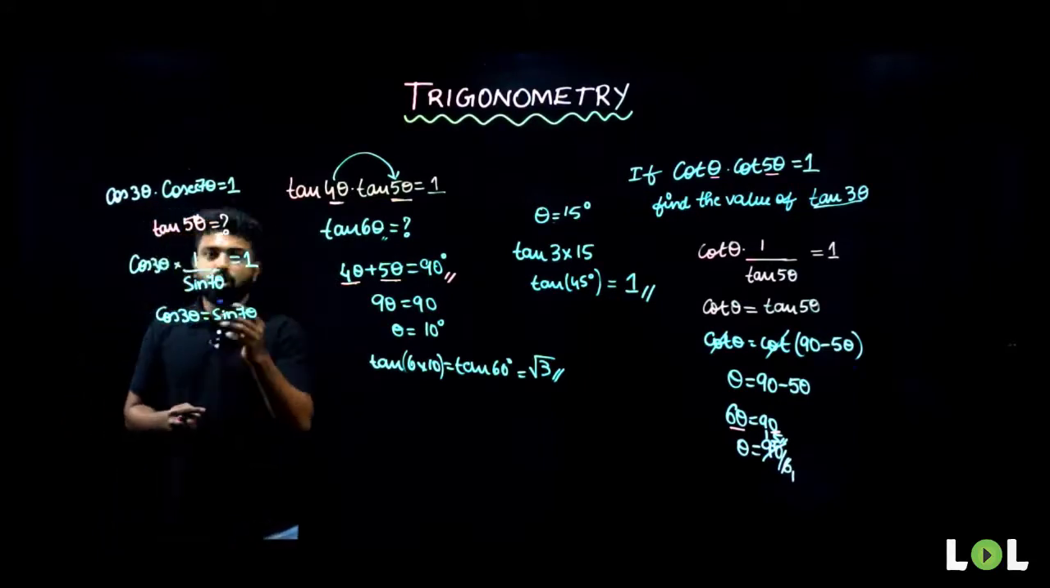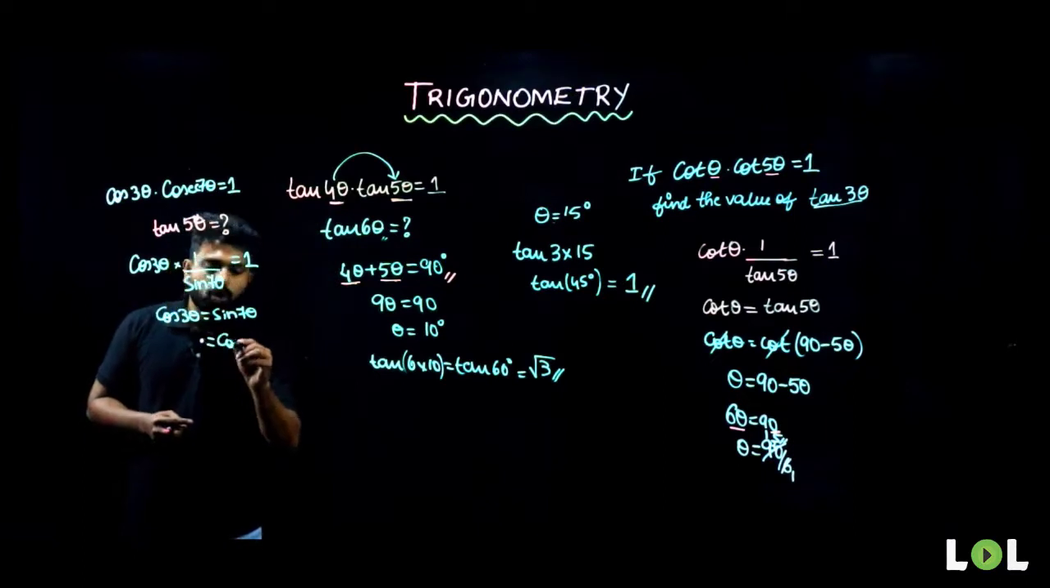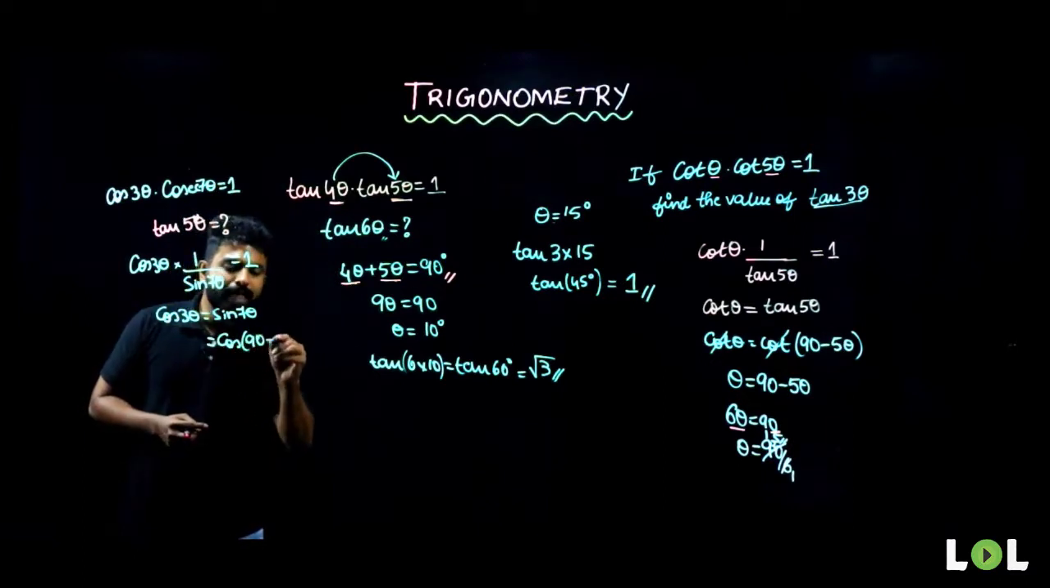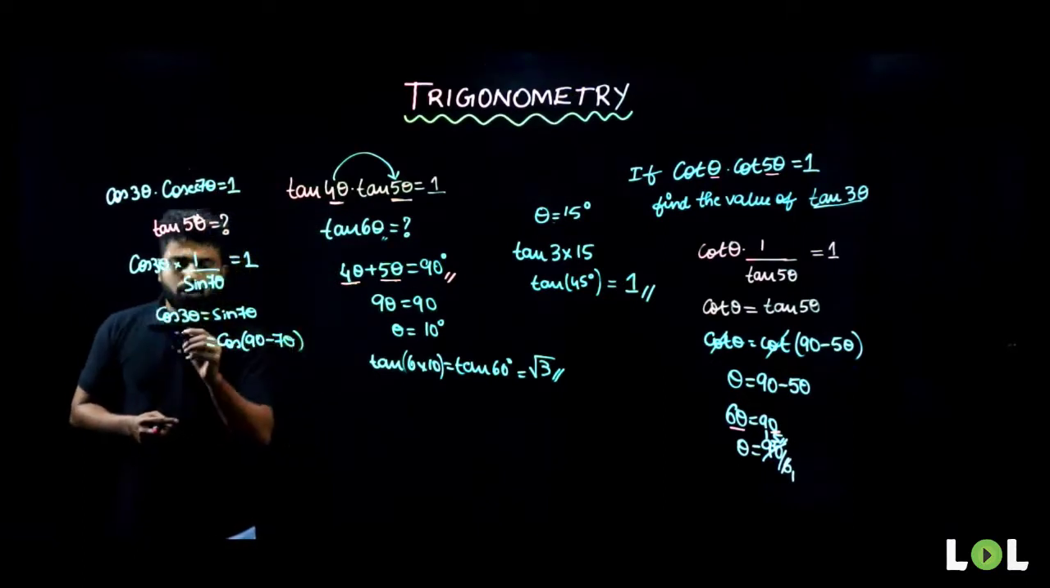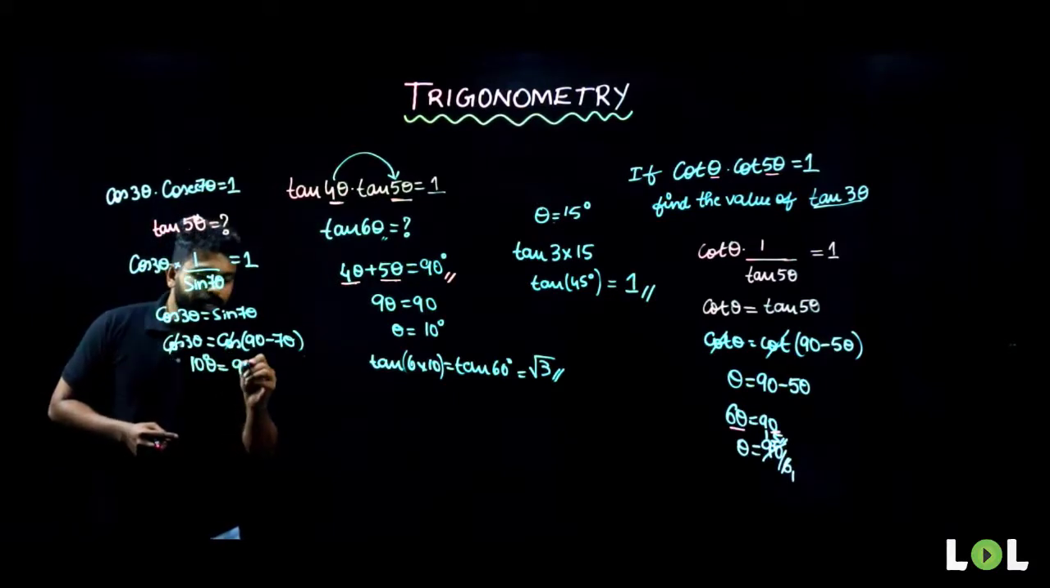We know that cos and sin. How can I write my sin? I can also write sin as cos of 90 minus 7 theta. So here I'll have cos 3 theta, and cos and cos get cancelled. So 7 plus 3, 10 theta will be equal to 90 degrees. What will be the value of theta? Theta will be equal to 9 degrees.